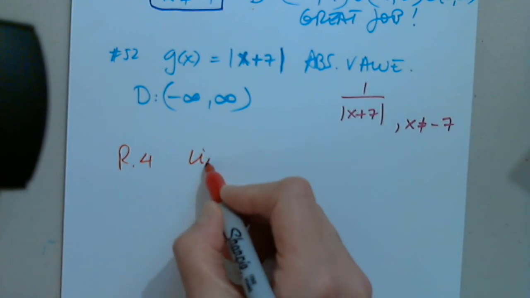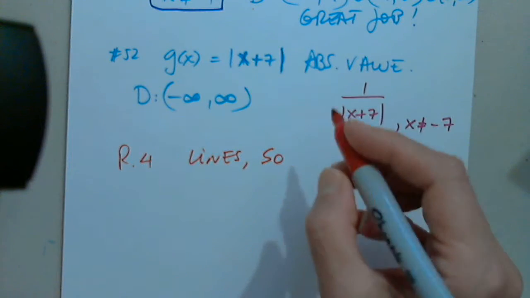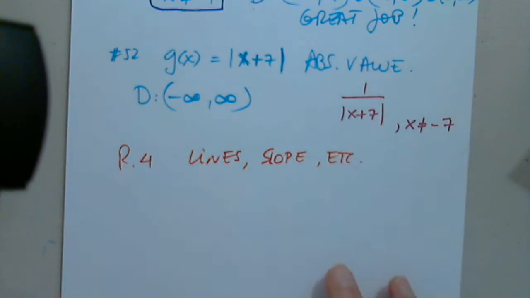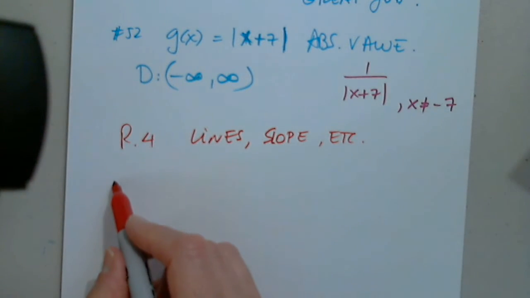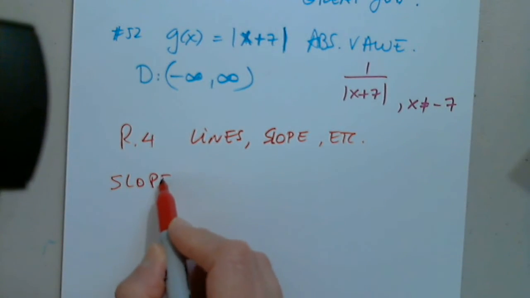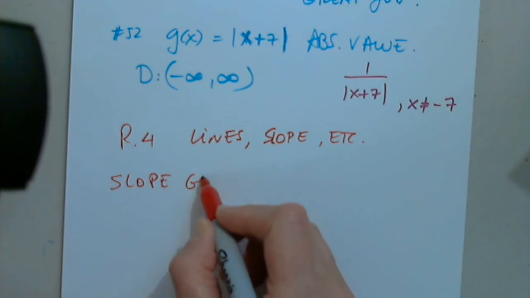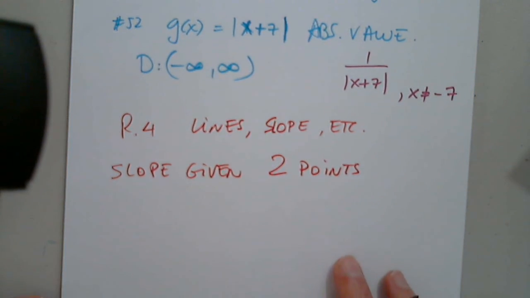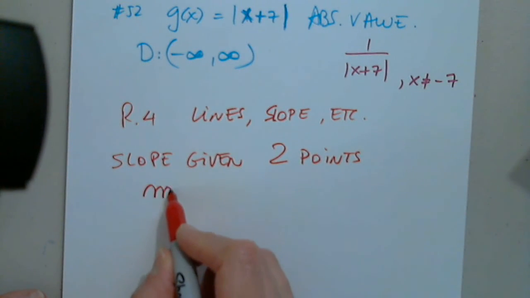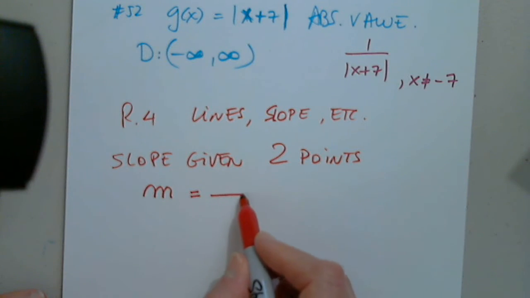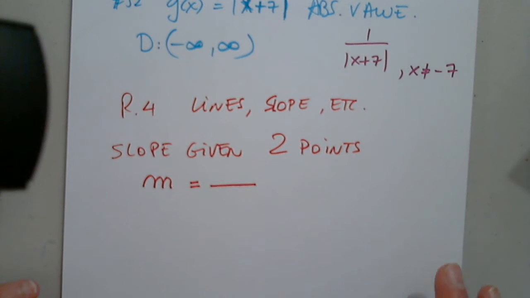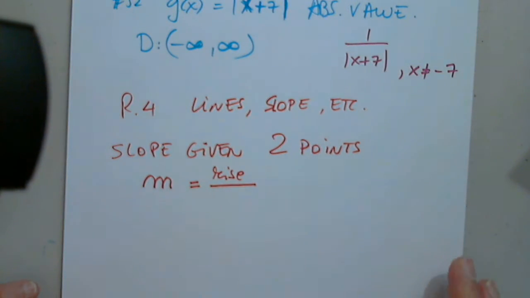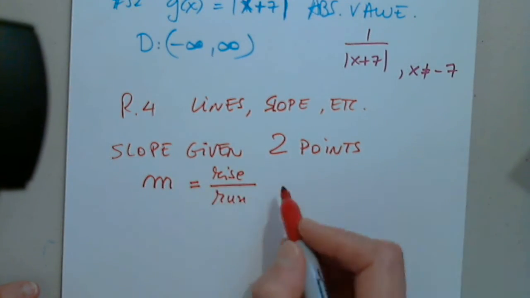We're talking about lines, slope, etc. All about lines. Number one, can anyone give us the slope definition? Slope given 2 points. And the slope is denoted by lowercase m, and it is a ratio, right? We talked about this before when we looked at the difference quotient, rise over run.